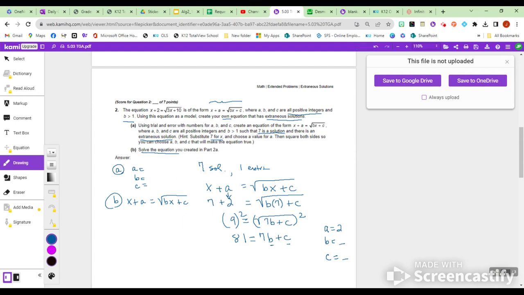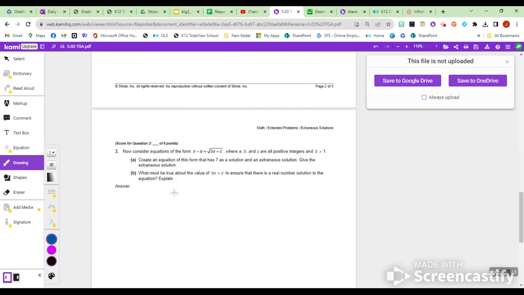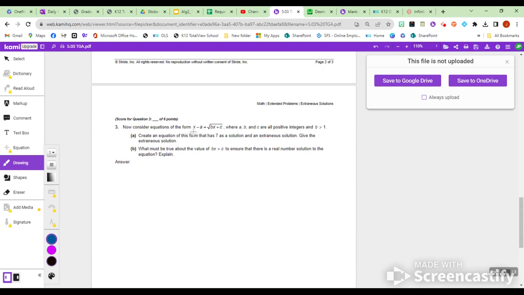Number 3 is very, very similar to number 2. So let's look at 3. 3 says consider the equation X minus A equals the square root of BX plus C. So exactly the same, except it has an X minus A, where A, B, and C are all positive integers and B is greater than 1. Same exact problem, except it's got a minus A here. A says create an equation of this form that has 7 as the solution. So you'll follow the hint in number 2 because they're telling you 7 is the solution there. And it has an extraneous solution.